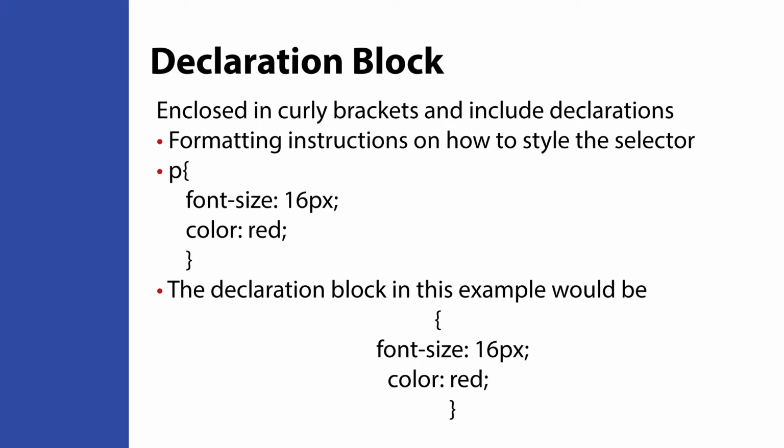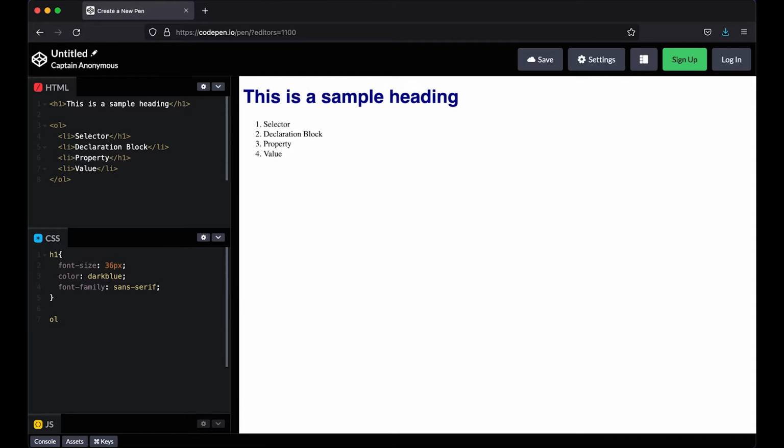The next CSS component we'll be reviewing is the declaration block. The declaration block is enclosed in curly brackets and includes declarations. Declarations are essentially formatting instructions on how to style the selector. Since we have the selector already typed out, the next thing we're going to do is start the declaration block. This is going to start with a squiggly bracket and a closing squiggly bracket. Once we add our brackets, I'm just going to hit return, that way we have our code spaced out correctly.